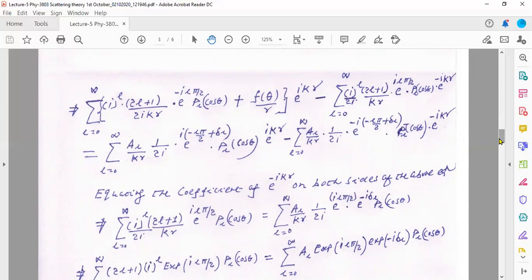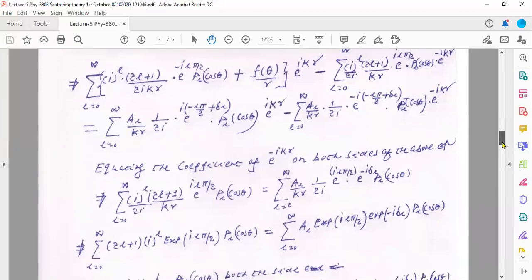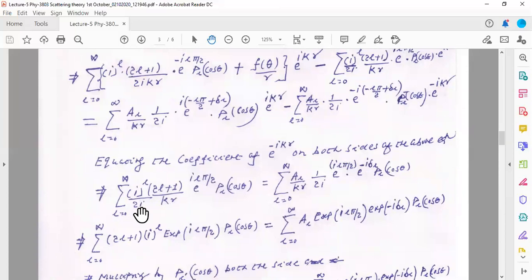So now you see I am comparing the coefficient. Once I compare the coefficient, I wrote this equation. And now let us simplify. We can simplify this equation. You see this 1 upon 2i kr, 1 upon 2i kr cancels each other.